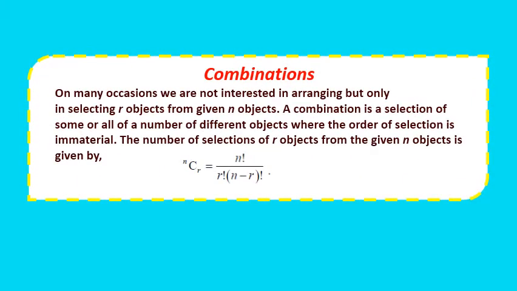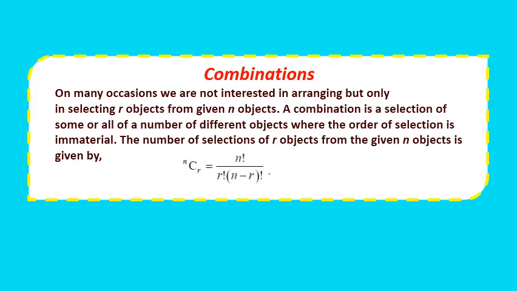Let me explain what is combination. In the previous video we learned about permutation. Permutation was arrangement of objects in a definite order. Now combination is also arrangement of objects, but in combination order does not matter. So on the occasions when we are not interested in the arrangement, but only about selecting r from n objects, then we use combination.